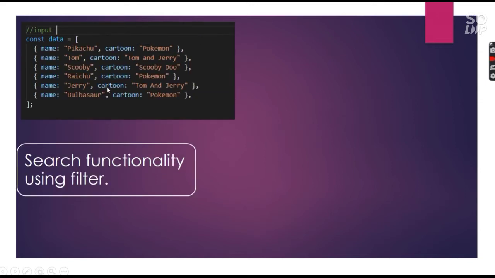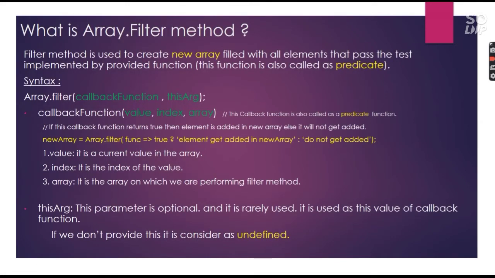After that we will work on search functionality. Here we have one data set with some objects containing the name of a cartoon character and their show name. And we will work on search functionality. Okay, so let's see what the array filter method is.